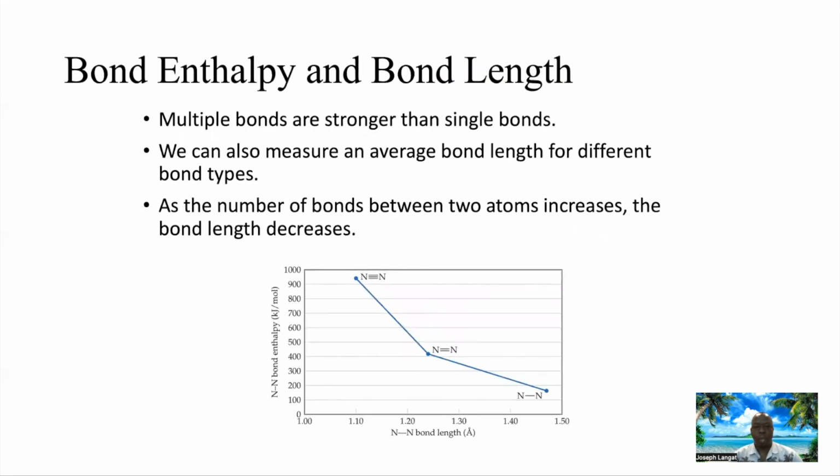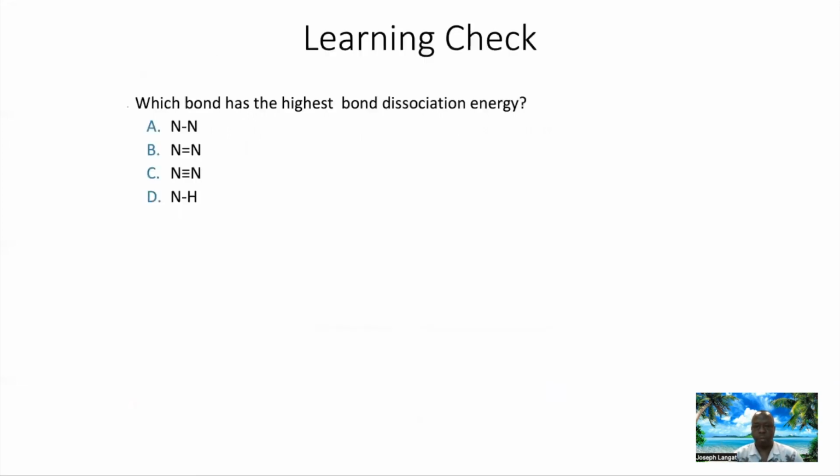This is just bond enthalpy and the bond length. The triple bond is shorter than the double bond, which is shorter than the single bond. On this slide, you may be given a series of compounds and you are asked to arrange them according to increase in bond enthalpy or decrease in bond enthalpy, or identify the one with the greatest bond enthalpy. It has to do with the double bond.